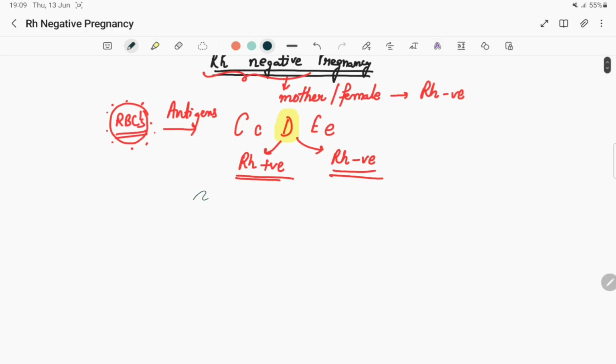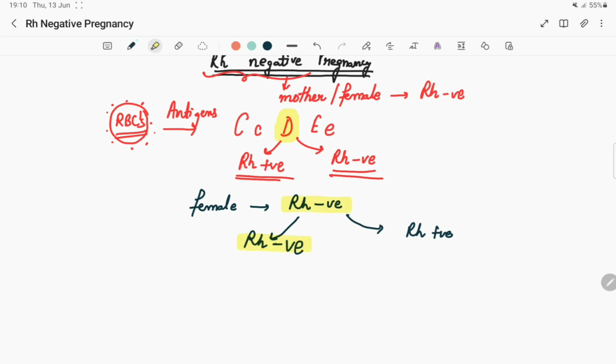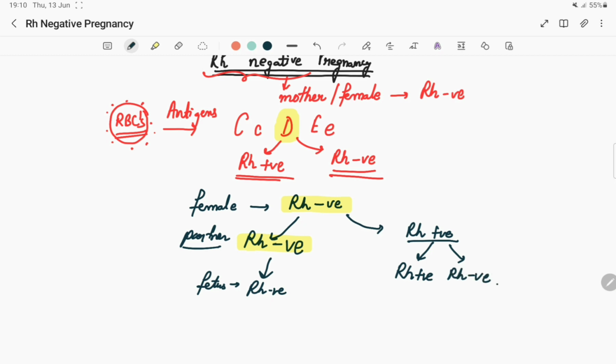Now remember that a female is Rh negative, right? So this female might have married a Rh positive male or a Rh negative male, right? Either of them. Now see, if this Rh negative female has married an Rh negative partner, then in that case we will obviously have a fetus who is Rh negative, right? The fetus is going to be Rh negative. Okay. Now, if she has married a Rh positive partner, then there are two possibilities: the fetus could either be Rh positive or the fetus could be Rh negative, right?